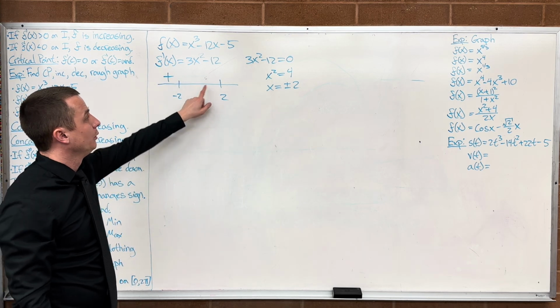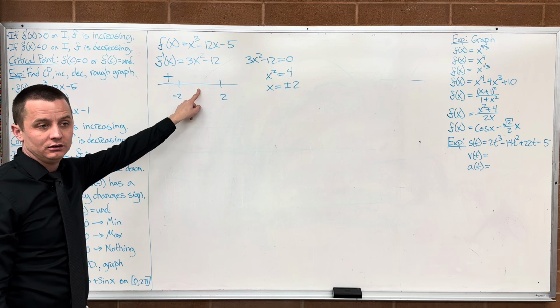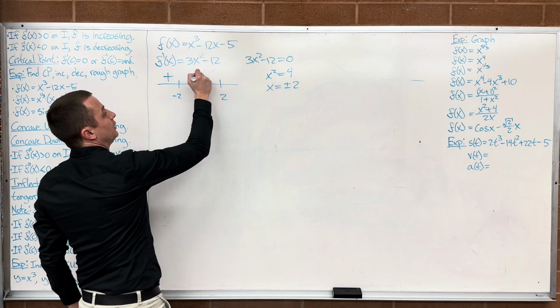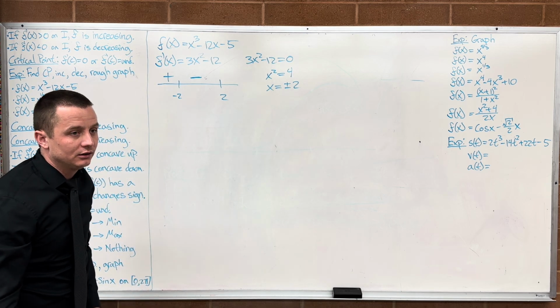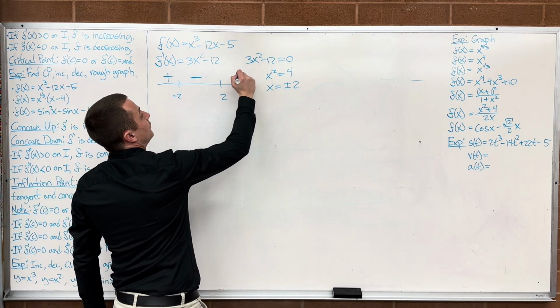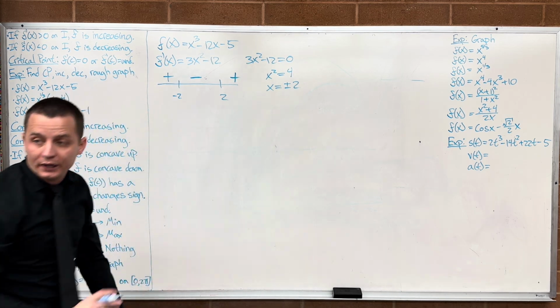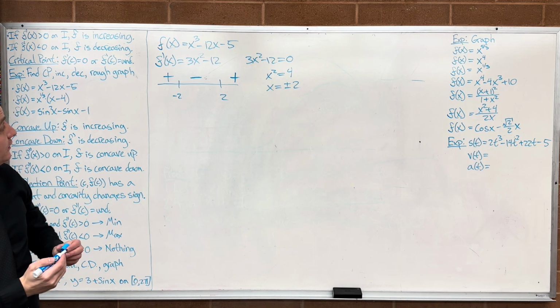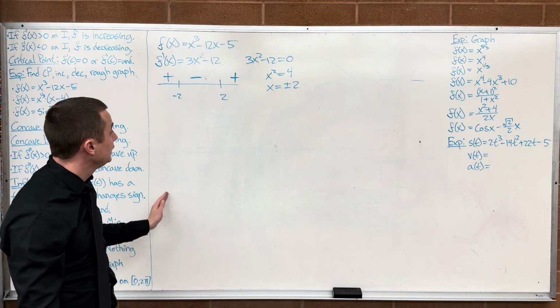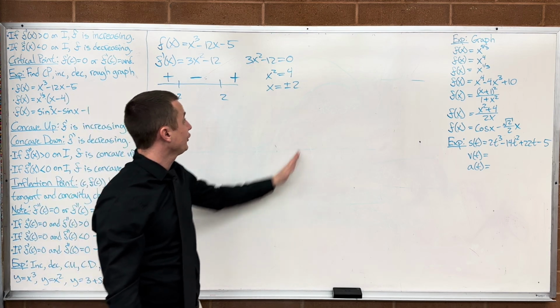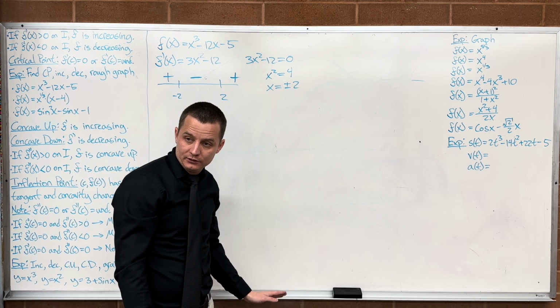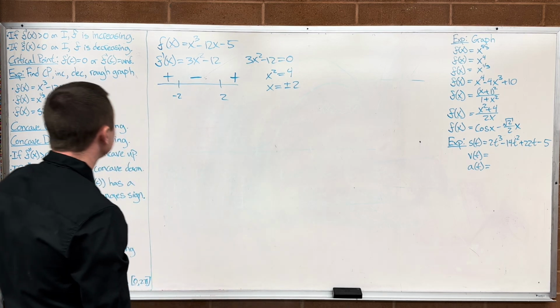Between negative 2 and 2, what's it doing? Plug in 0, what do you get? Negative, so it must be decreasing between negative 2 and 2. And then plug in a number bigger than 2, what do you get? Positive. Positive again. So whatever this function looks like, it's increasing from negative infinity all the way to negative 2. Then it starts decreasing until it gets to 2. And then it starts increasing again after 2. You with me? Okay.